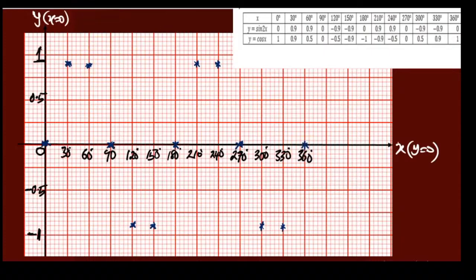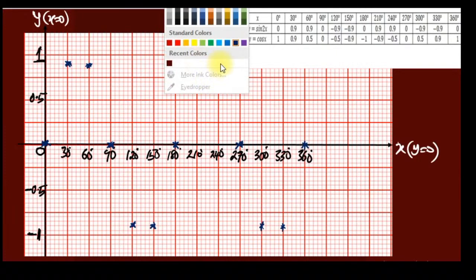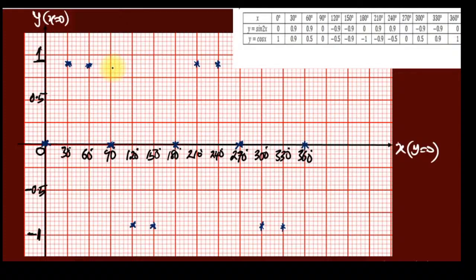So we join. We'll take a different ink. Okay, let's take green. So we're joining the point. That's it. We are moving.